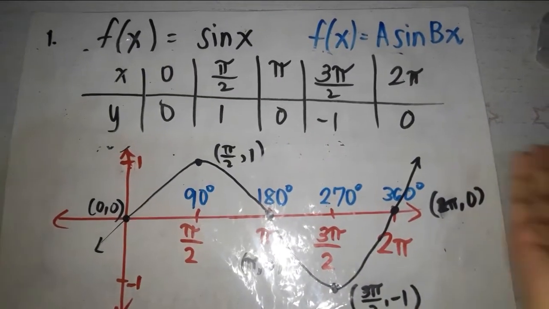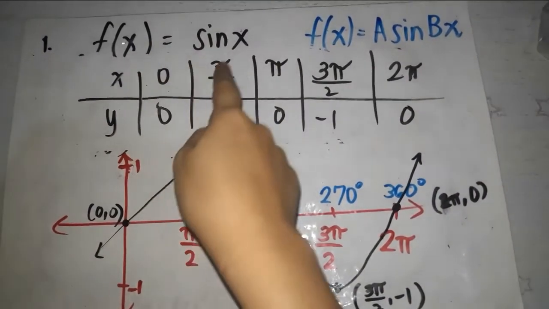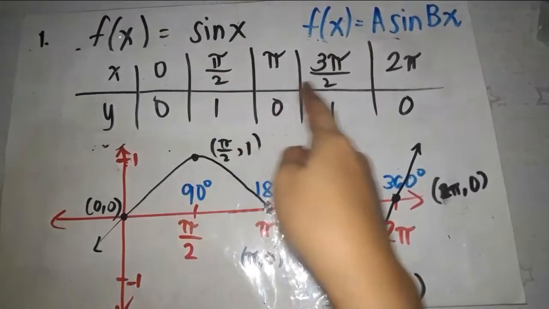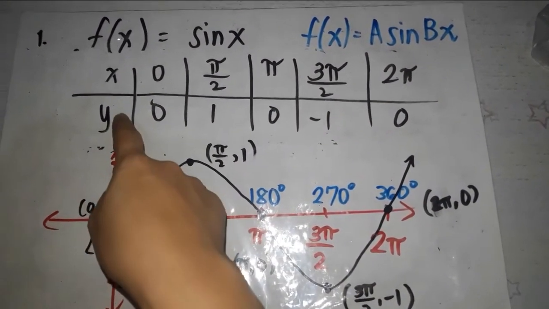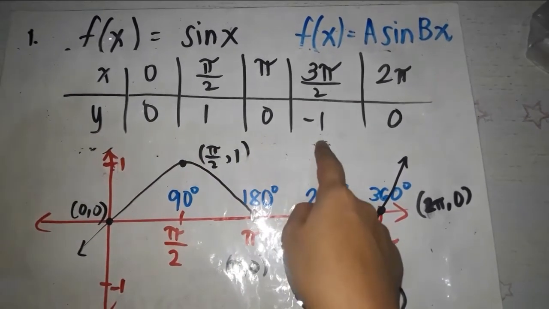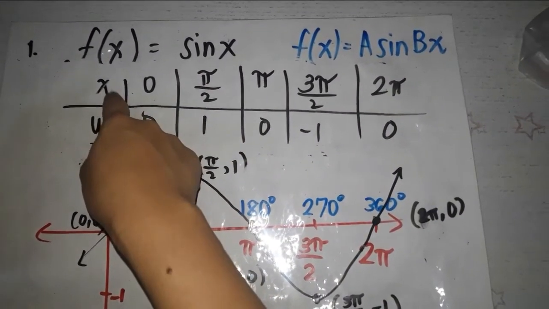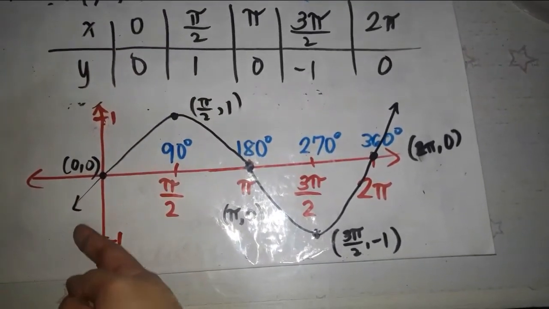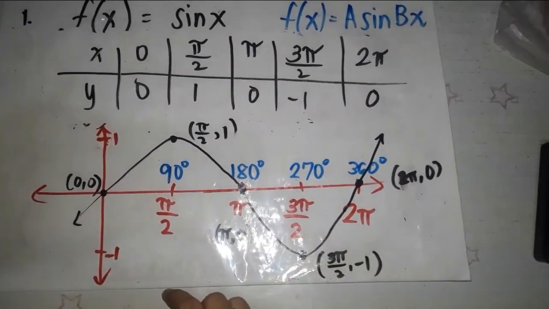Finally, let me present the table of values. We have the values of x, the domain: 0, pi over 2, pi, 3 pi over 2, and 2 pi. This is actually the result when we divided the period 2 pi into 4 equal parts. And then for y, or the range, we have 0, 1, 0, -1, and 0. y is the result when we substitute the input, or x, into the given function. So we have the graph here. It's a smooth curve, it's periodic, it's the graph of f of x equals sine x.